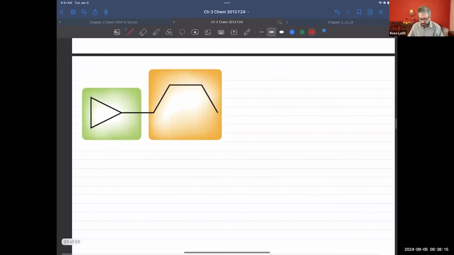Another one. Again, let's separate them from wherever they are attached to each other. We break that bond and count the number of carbons on each side. 1, 2, 3. How about this? This is going to be 1, 2, 3, 4. So this time the open chain, which will be the parent, is made of 4 carbons. So for 4 carbons, we're going to say butane.